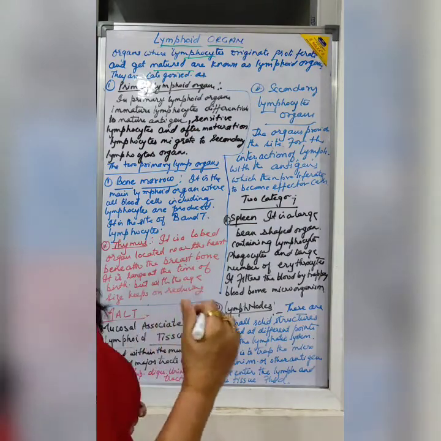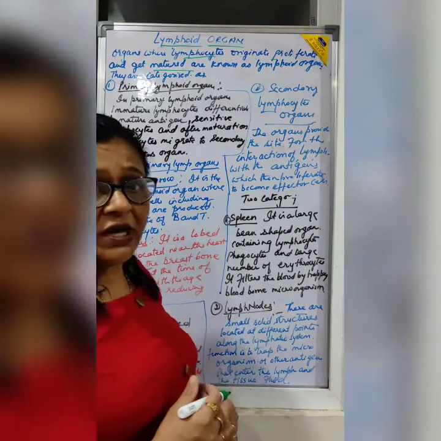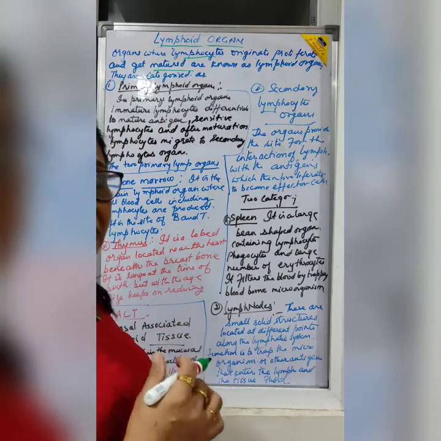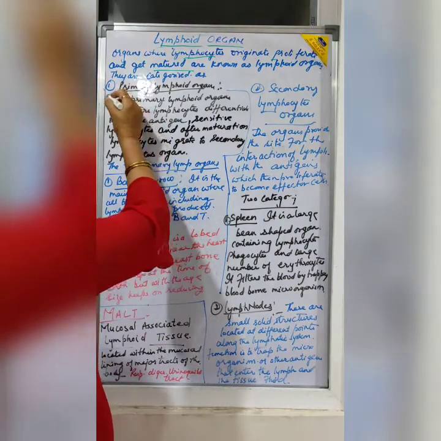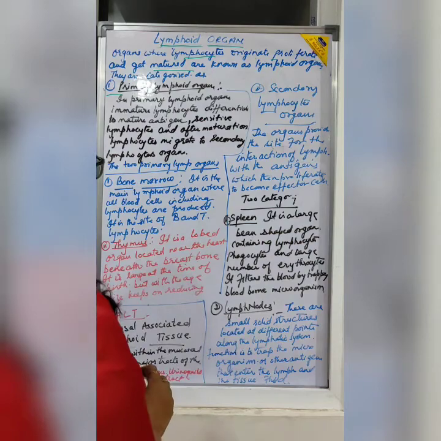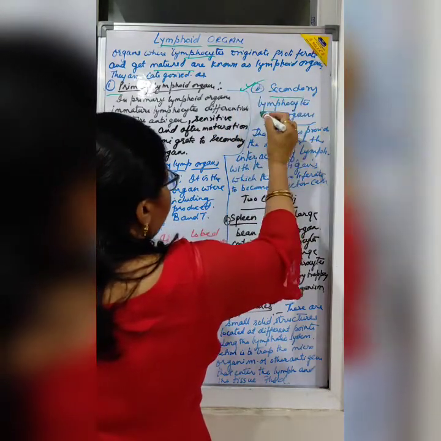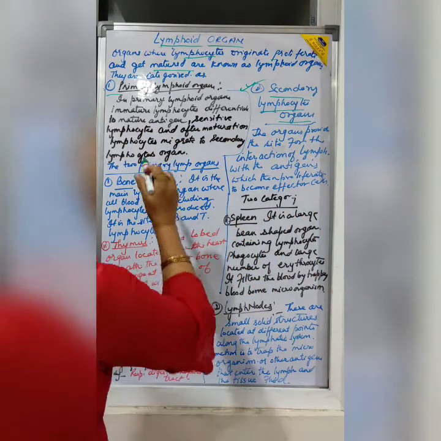They are always white, colorless, white in color. They are WBCs. First, they have the category that is primary lymphoid organs, and the second category is secondary lymphoid organs. So first we will see the primary.